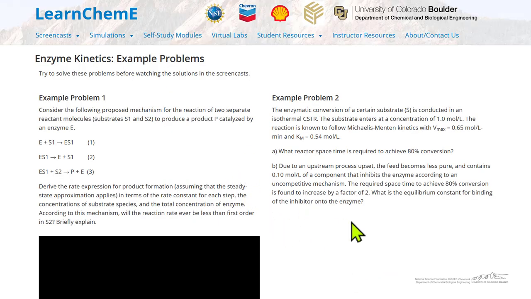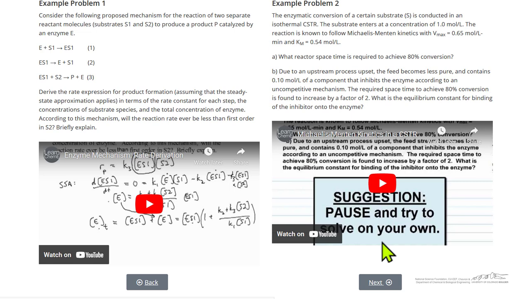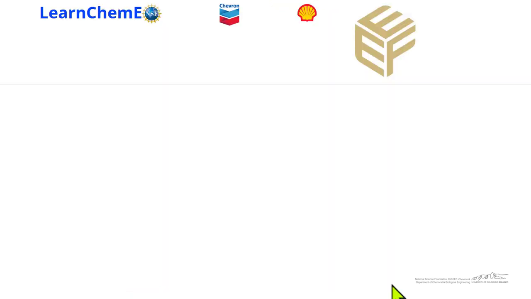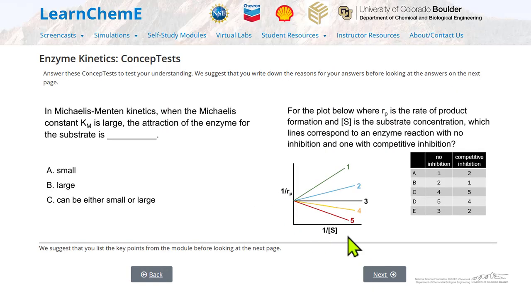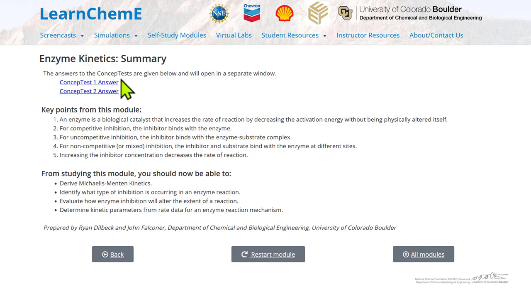And then we have two example problems whose solutions are given in screencast. And then on the next page, a couple concept tests that you should try on your own. And then on the next page, these links provide answers to the concept test. And now here we list key points and we indicate again what you should be able to do.